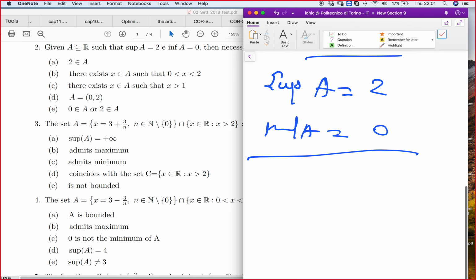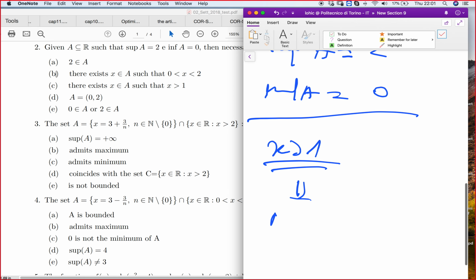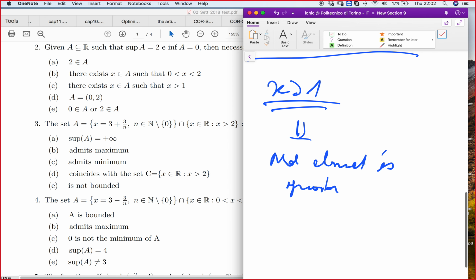Yes, this one is correct. There exists an element in the set that is greater than 1. Look, if this was false, it means that no element in the set is greater than 1, right? If no element is greater than 1, it means that 1 is what? It's a majorant. But it would mean that we found a majorant that is smaller than the smallest one, which is impossible. So for sure there should be an element that is greater than 1.